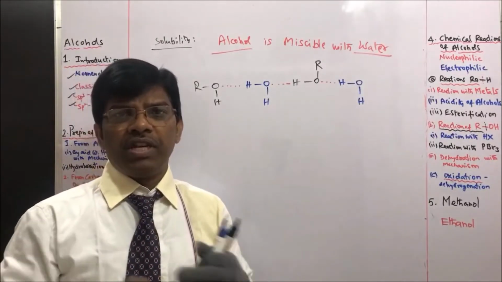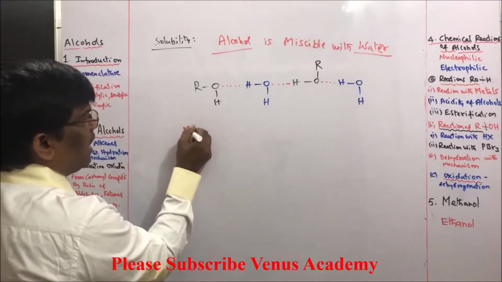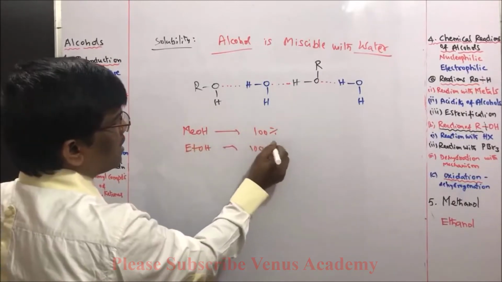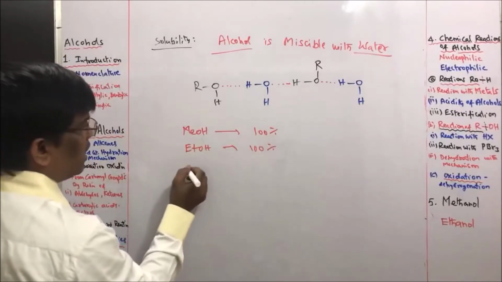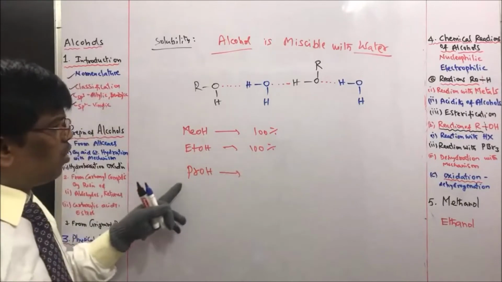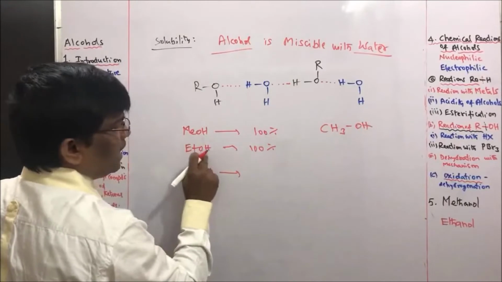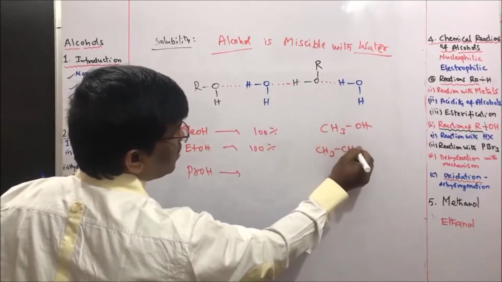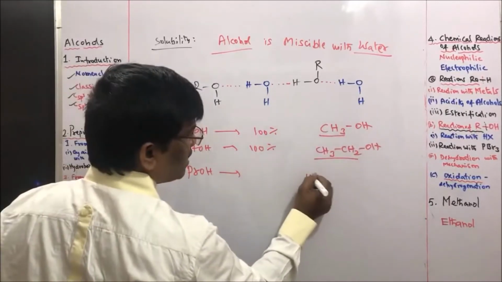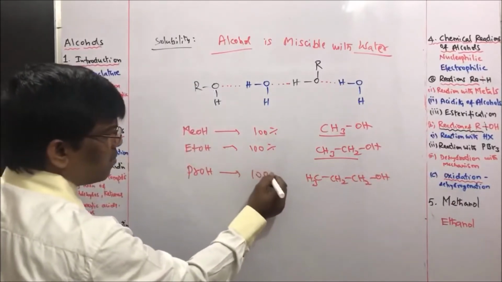You will get a uniform solution. It is not going to form any layer, right? So methanol is completely 100% miscible and ethanol is 100% miscible. There is no layer formation. When it comes to propanol, these are the ways of writing, students. Methanol, MeOH, is CH3OH, and ethanol, EtOH, means CH3CH2OH. This is ethyl, this is methyl, and propanol is CH3CH2CH2OH. Propanol is also 100% miscible.